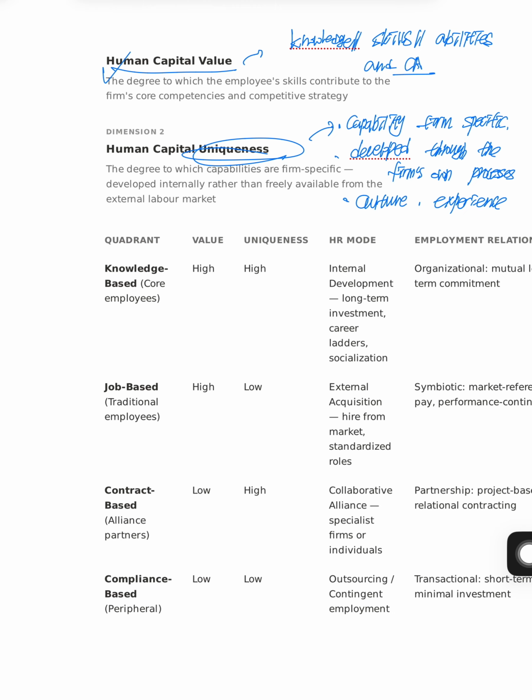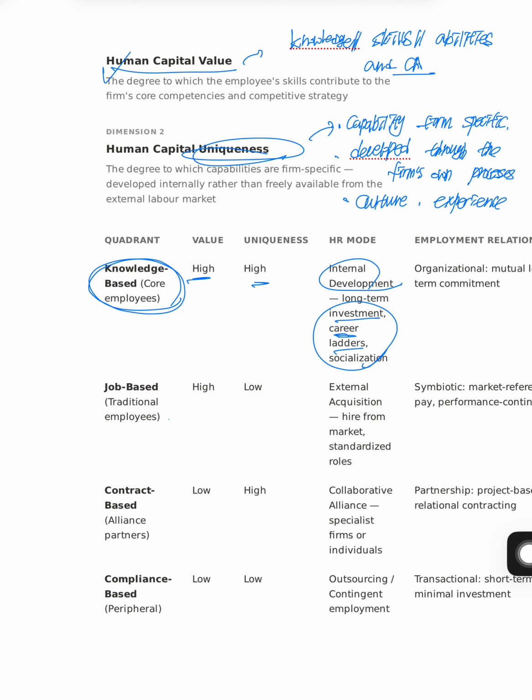Here is the quadrant of knowledge-based, core employees. The value is high, uniqueness is high. So in HR, internal development, long-term investment in training and socialization, career development, like that. So the relationship is organizational, long-term mutual commitment, extensive benefits, promotion from within as well.